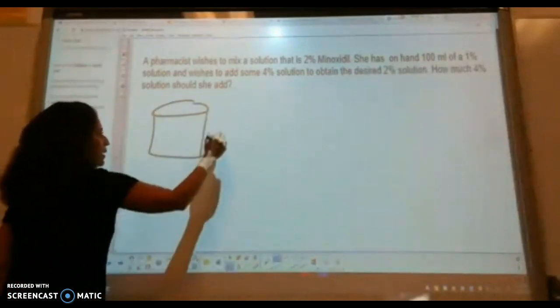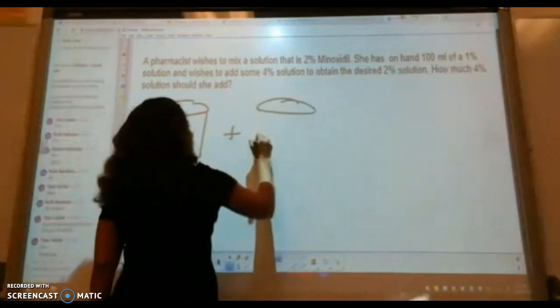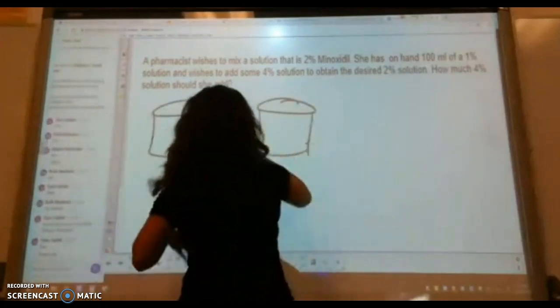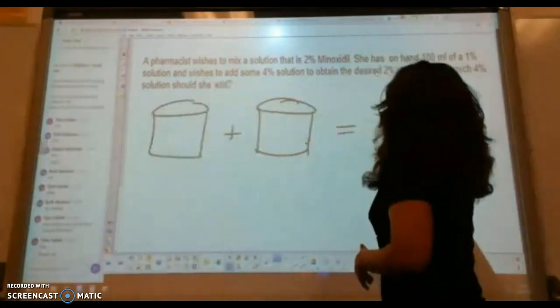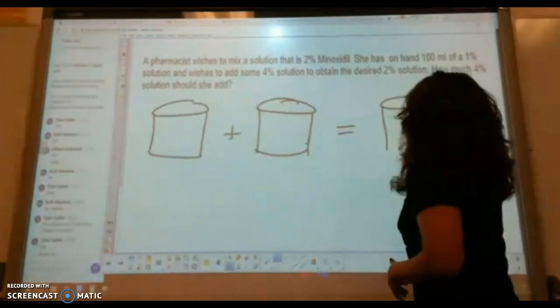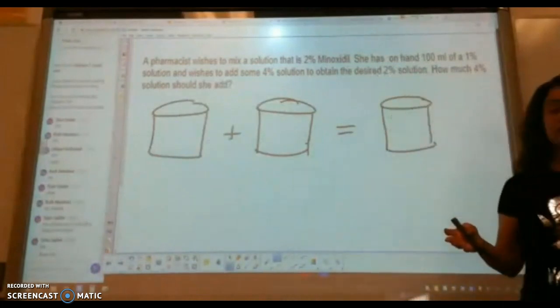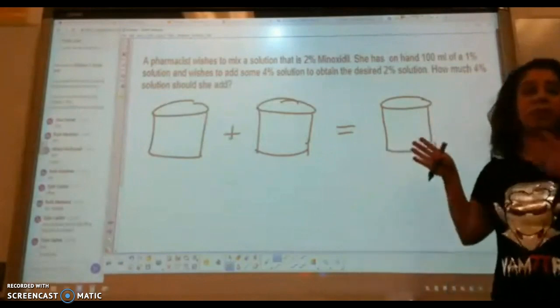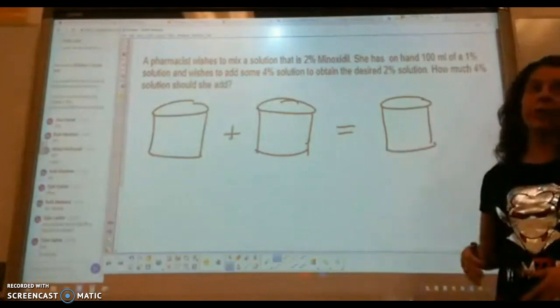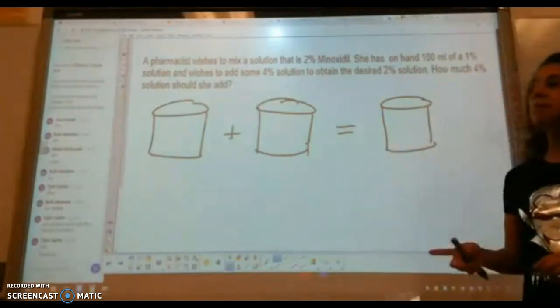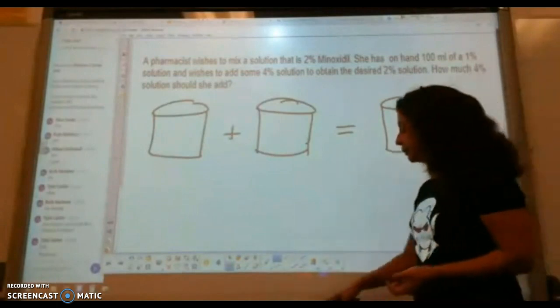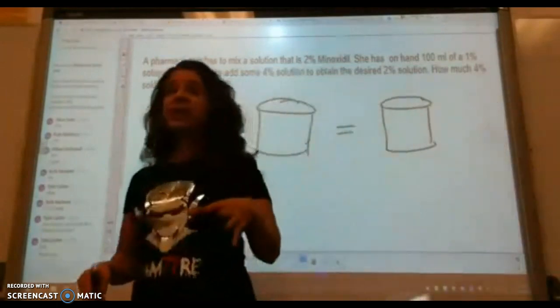So here's one bucket. Here's another bucket. And I'm going to add them together and mix them into this third bucket. So this is how I start. Whenever I see a mixture problem, this is where I go. I just draw the buckets because I know I've got a couple of things I'm going to mix to get a third thing.